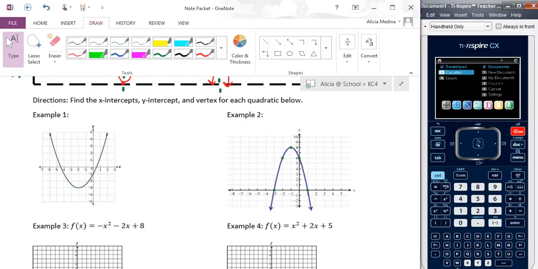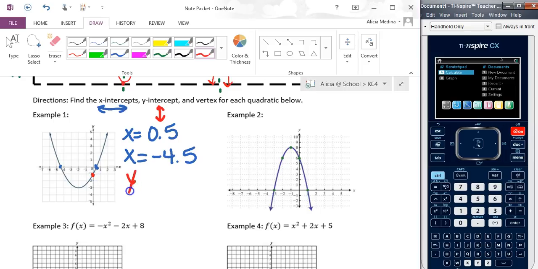So what is the x-intercept? The x-intercept is wherever it crosses that horizontal axis, right? Horizontal axis is just going this way. So it does cross about right here. It looks to be about x equaling 0.5. And over here, crossing through at x equals negative 4.5. Our y-intercept is wherever it's intersecting that vertical axis. So it looks to be crossing about right here. So our y-intercept is at negative 1.